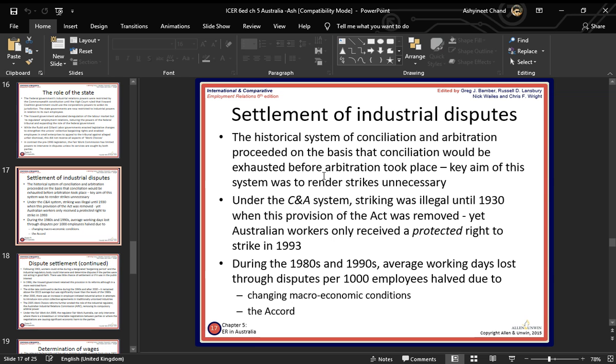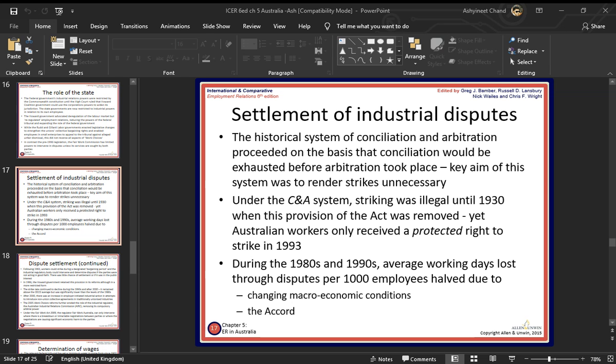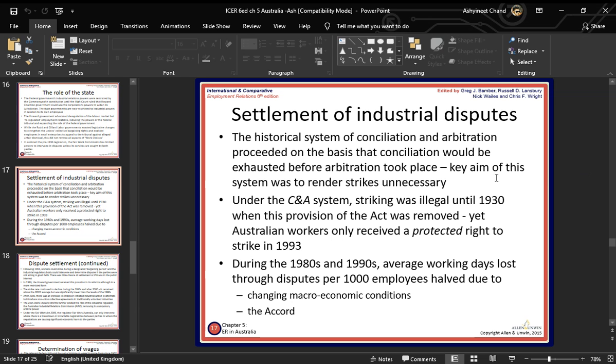Okay, moving on to resolution of disputes, or settlement of industrial disputes. How are disputes resolved in Australia? Initially, they did have the conciliation and arbitration system. So let's look at that. The historical system of conciliation and arbitration proceeded on the basis that conciliation would be exhausted before arbitration took place. The key aim of this system was to render strikes unnecessary.